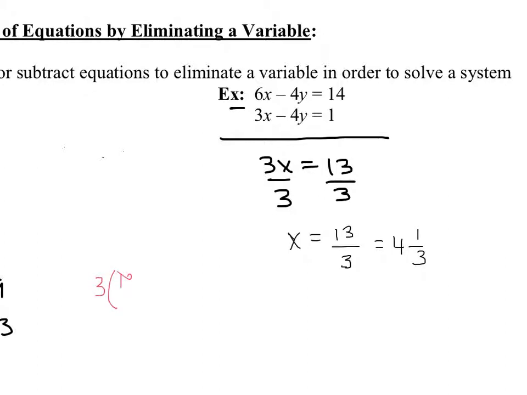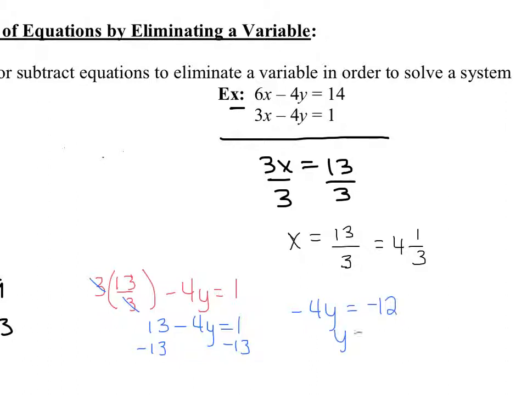So 3 times 13 thirds, which will actually be nice because the thirds will cancel. 13 thirds minus 4y equals 1. So my 3's cancel. 13 minus 4y equals 1. If you subtract 13 from both sides, you get negative 4y equals negative 12, and y equals 3, for a final answer of 13 thirds, comma 3. So while x wasn't great, y wasn't bad. So that's your solution.